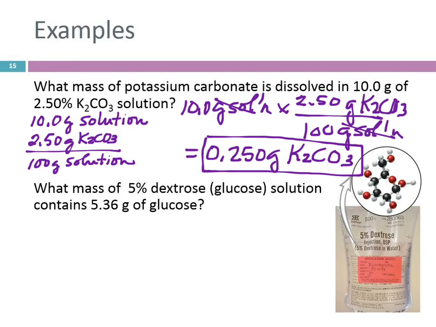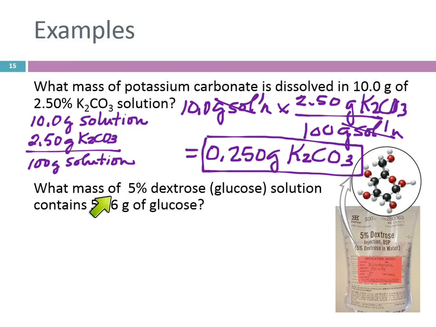So down here we have a picture of 5% dextrose solution. This is the sort of thing they might hang on an IV and give you intravenously if you're in the hospital. A 5% dextrose. Dextrose is the same thing as glucose, essentially. And so a question is, what mass of that solution will contain 5.36 grams of glucose? They want to know, how much of the solution should we give this patient? We don't want to give them all of it because maybe that would be too much sugar.